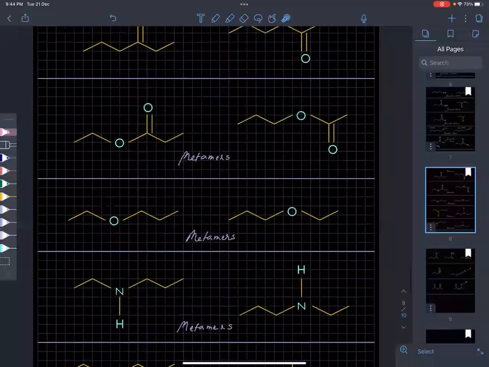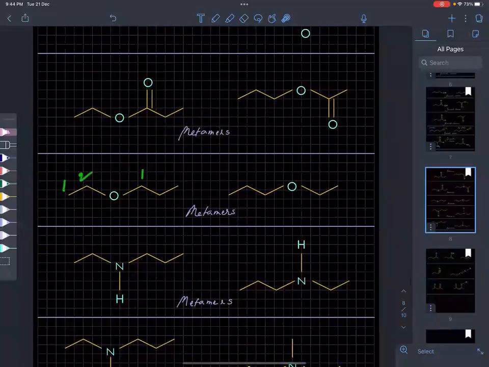Here 1, 2, 1, 2, 3, 1, 2. Actually, these two are identical. I made a mistake. Clear? Yes, sir. These two are identical. So we have to be careful, because both are the same, right? So they are not isomers of each other. They are not metamers of each other. They are just the same.